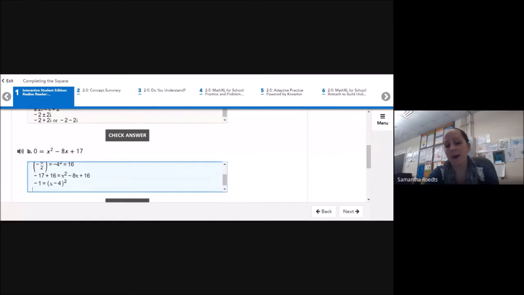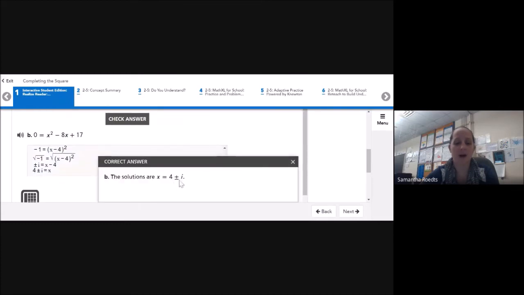I'm then going to solve for x. So I'm going to take the square root of negative 1 and the square root of x minus 4 squared. Okay, so this gives me plus or minus i equals x minus 4. I'm going to add 4 to both sides, so I get 4 plus or minus i equals x. 4 plus i or 4 minus i are going to be my solutions.